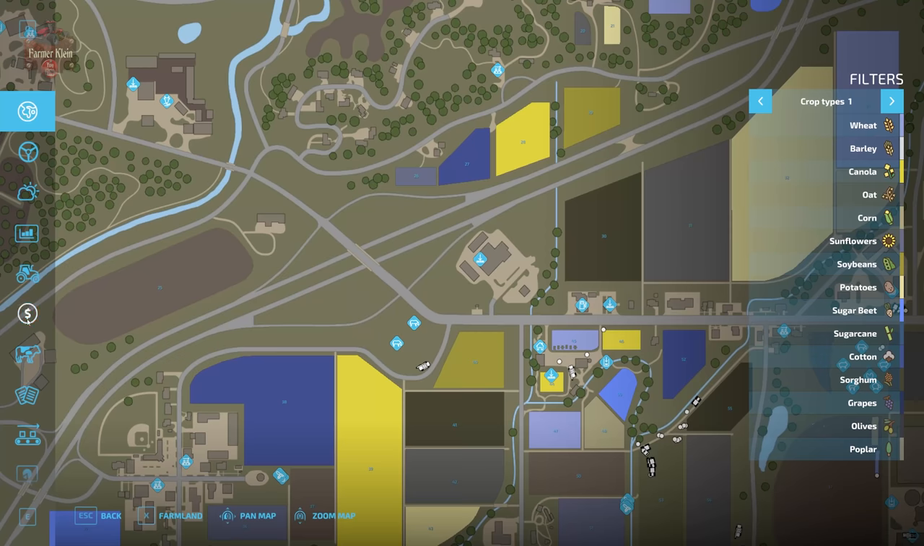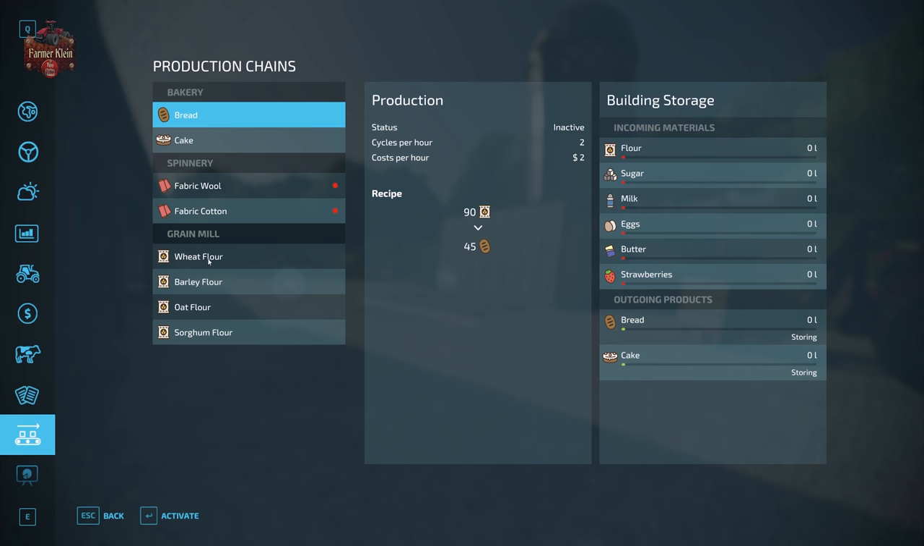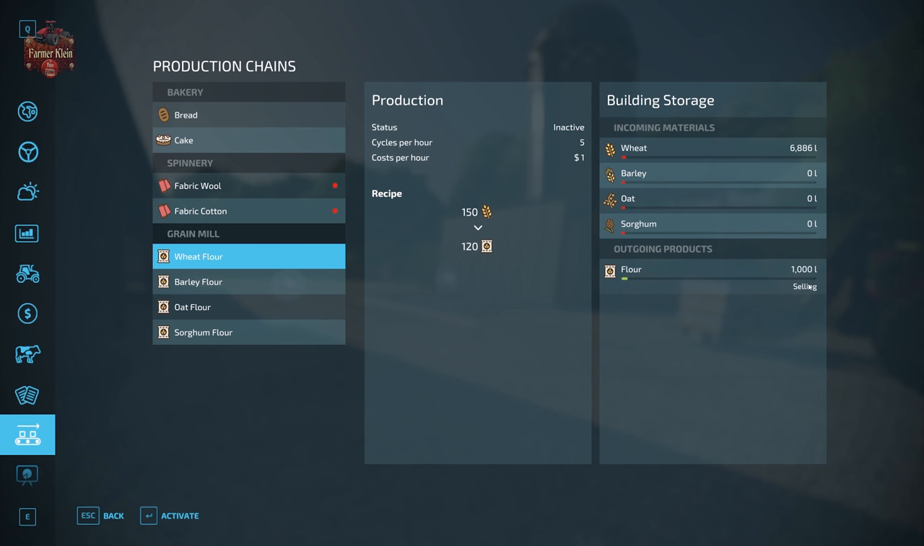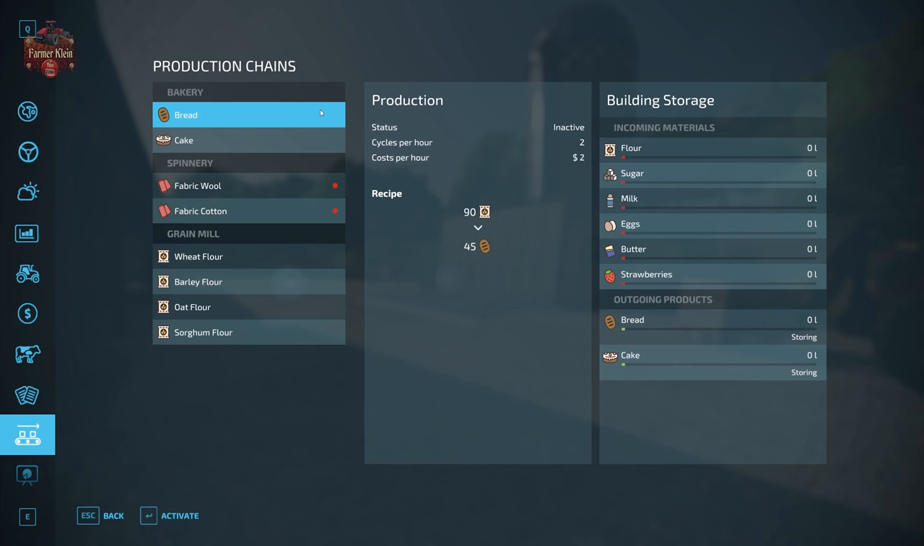Let's take a look at our production. You'll see that we have 1,000 liters of flour set to selling, and it is going to sell at the top of the hour. We have the production turned off, so there will be no more production going on. And we do own the bakery, because we're also going to do a little bit of testing with respect to distribution.